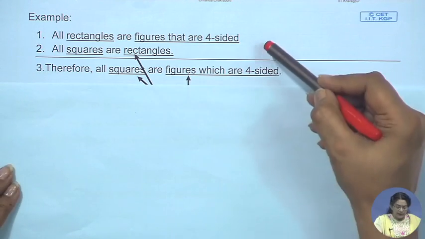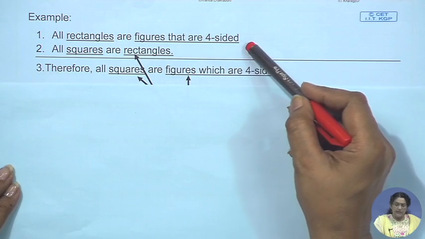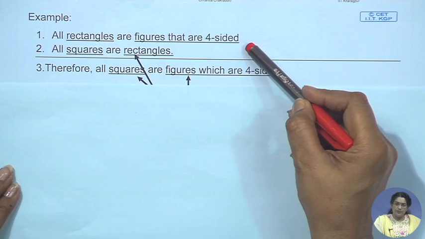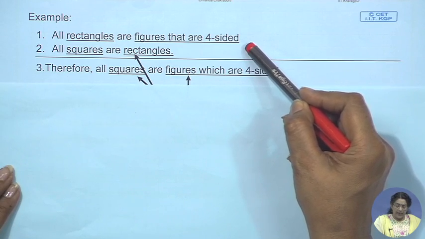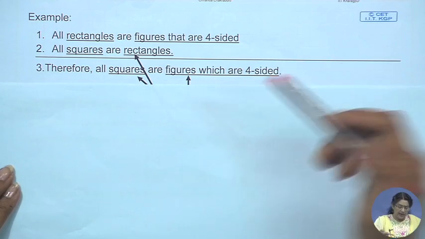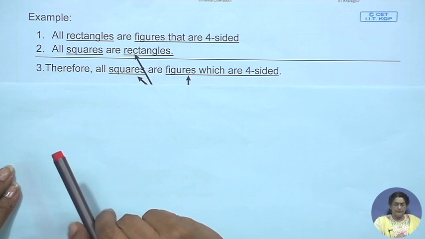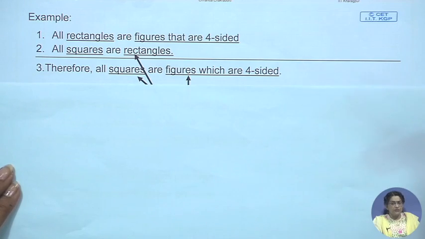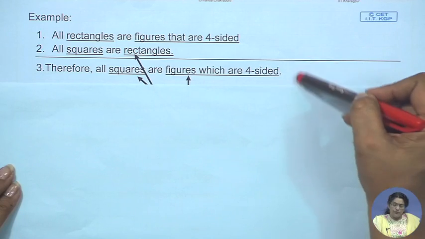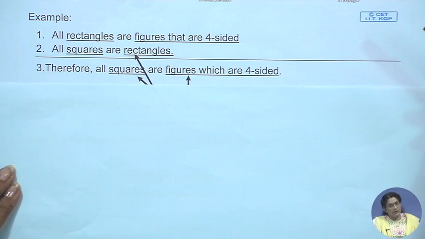For example, we have taken this: all rectangles are figures that are four-sided. Categorical proposition in standard form, A. All squares are rectangles. Again, standard form, categorical proposition A. Therefore, all squares are figures which are four-sided. Now, let us see what we have just learned about syllogism, how it is applied. So, three categorical propositions, two premises, one conclusion, correct.